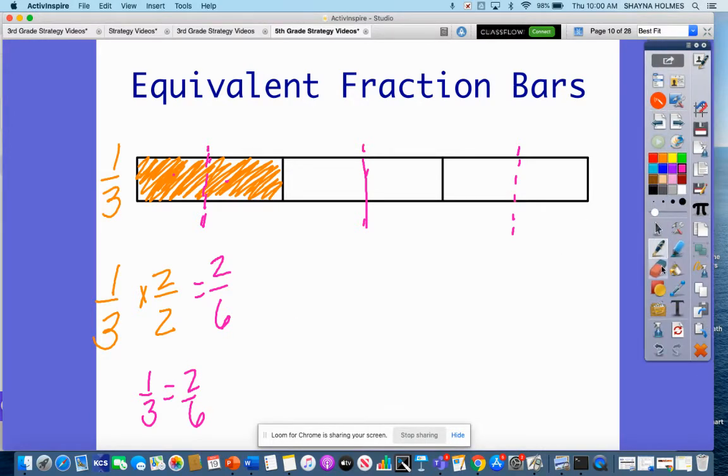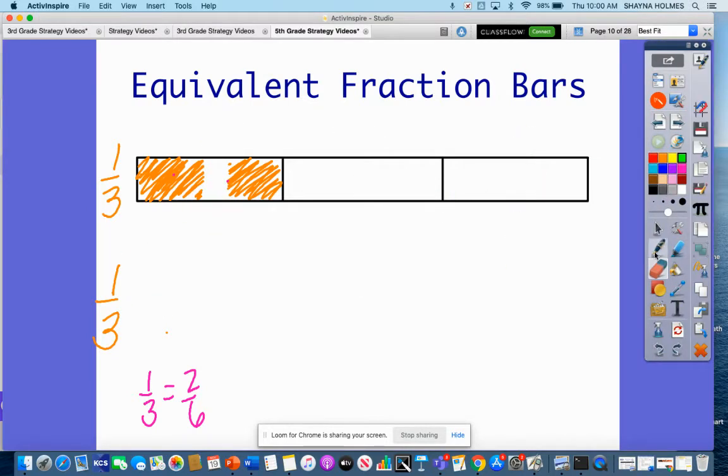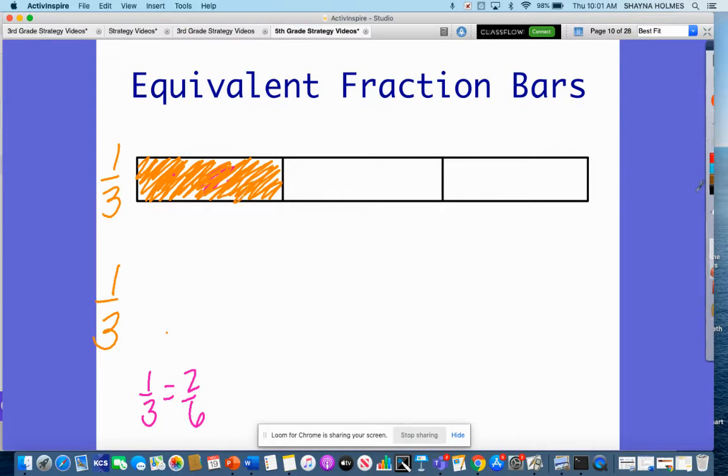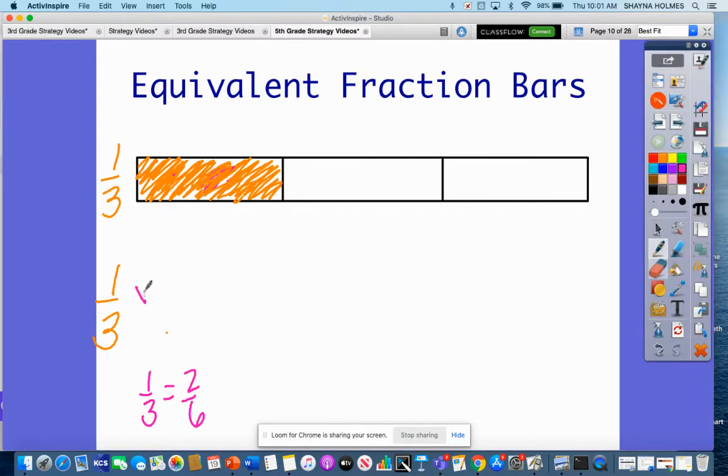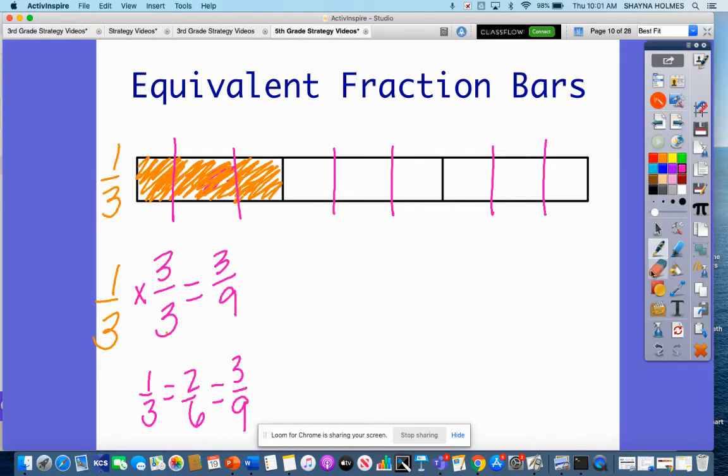And then I'm going to do this again. I'm going to erase this part right here, and I'm going to reshade it with orange. Now I'm going to multiply this 1/3 by 3/3. So that means I'm going to break these sections into thirds. Now I've got a new fraction. So this would be 3/9. So 1/3 is also equivalent to 3/9.